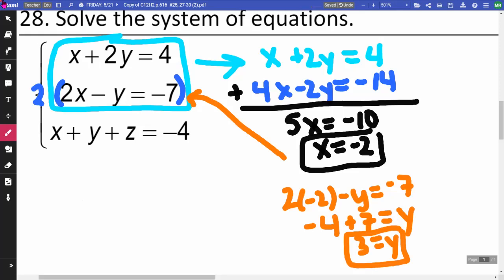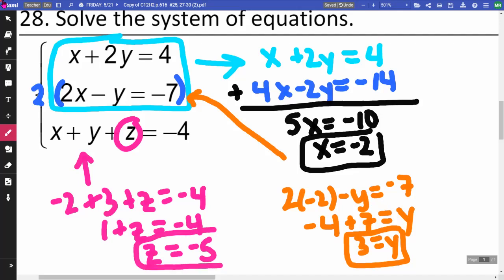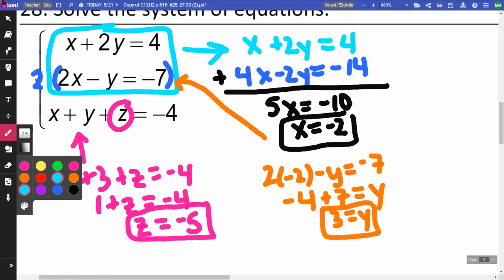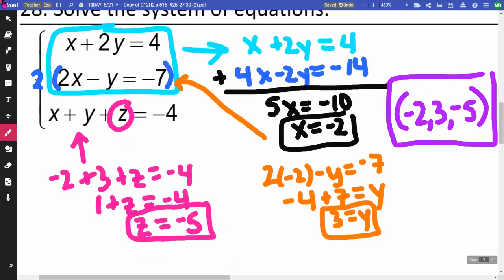Now that I have both of these, I can actually find my z by plugging into this equation. So now I'm going to use this equation. I'm going to put -2 in for my x. I'm going to put 3 in for my y, plus z is equal to -4. So I get 1 plus z is equal to -4. I'm going to minus 1, so I get z is equal to -5. And that's my z. And then we have to give our answer in as a point. So my answer is going to be -2, comma 3, comma -5. Always your x, your y, and your z.